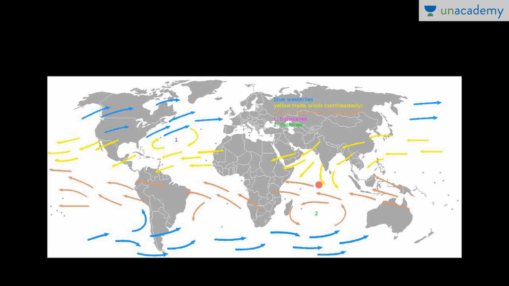Similarly, in the case of India, the southwest monsoon winds cause monsoon rainfall in the summer season, in the months of June to September. And in winter, there is the northeast monsoon in southern Andhra Pradesh and Tamil Nadu. So these are also the influence of prevailing winds over that region.